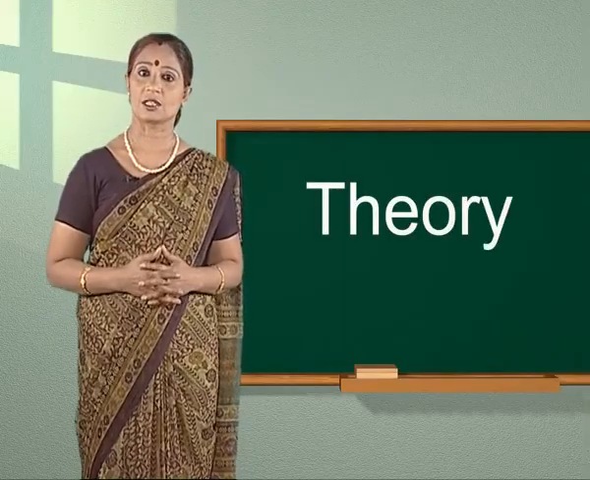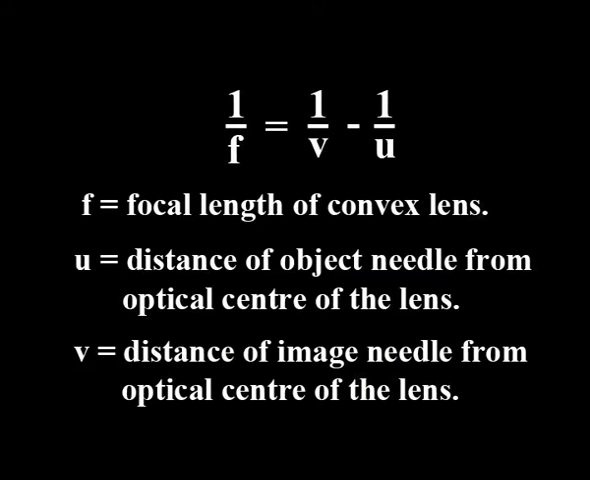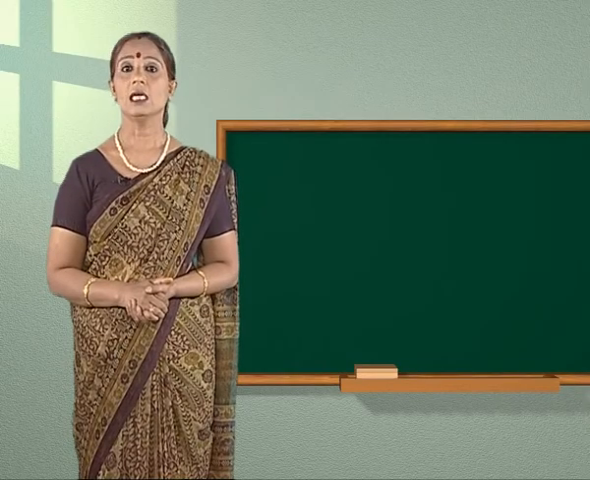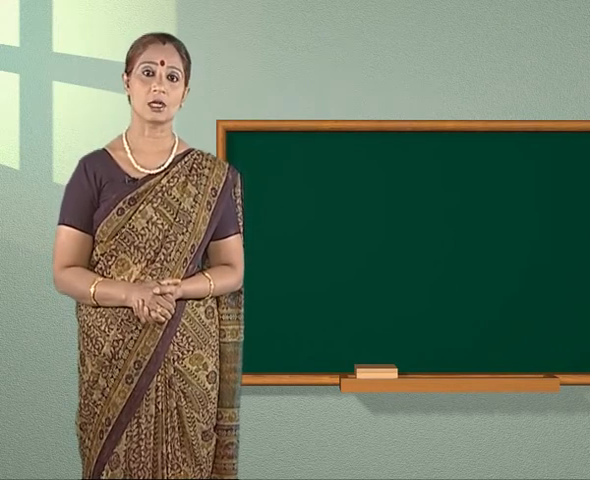Theory for this experiment: the relation between U, V, and F for a convex lens is 1 by F equal to 1 by V minus 1 by U, where F is the focal length of the convex lens, U is the distance of the object needle from the optical center of the lens, and V is the distance of the image needle from the optical center of the lens. First of all, let us find out the rough focal length of the convex lens.